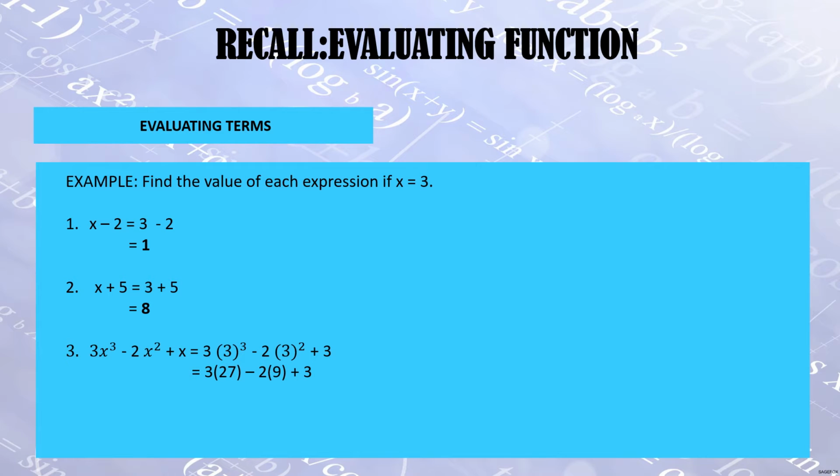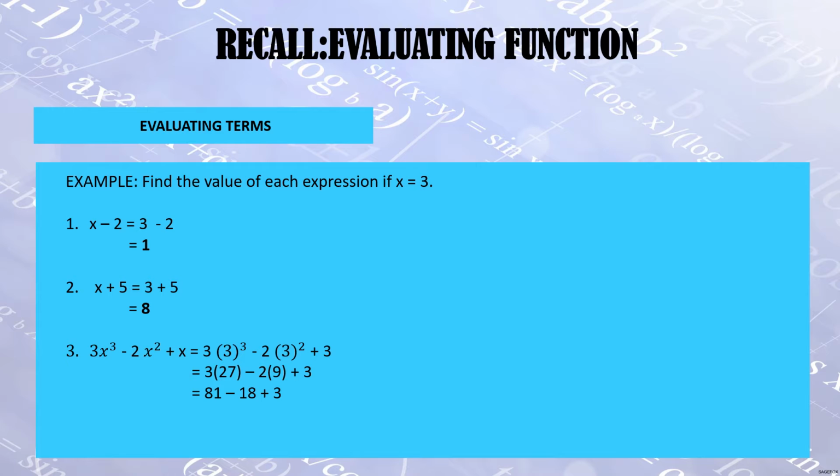Next, i-simplify natin, 'di ba? Yung 3 cubed, ano ba ang ibig sabihin ng 3 cubed? Hindi yan 3 times 3 ha. Ang ibig sabihin ng 3 cubed ay 3 beses na i-multiply si 3 sa kanyang sarili. That is 3 times 3 times 3. Kaya naman nakuha si 27 kasi 3 times 3 is 9 and then 9 times 3 we have 27. Next, si 3 squared. Ano ba ibig sabihin ng 3 squared? Hindi yan 3 times 2, okay? Ang ibig sabihin yan ay 3 times 3. Kaya siya naging 9. And then further evaluate this one, that is 3 times 27, we have 81.